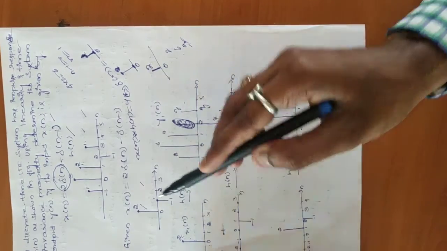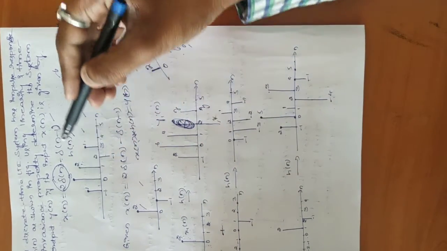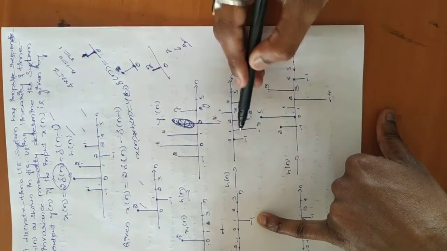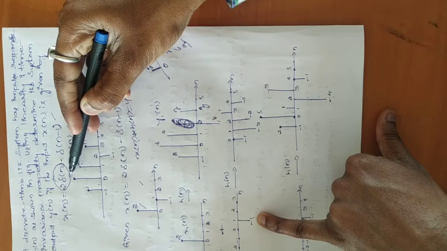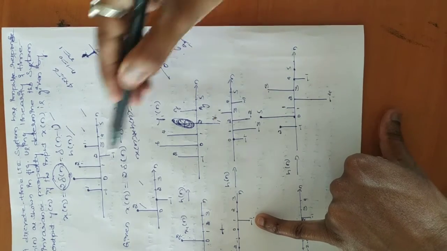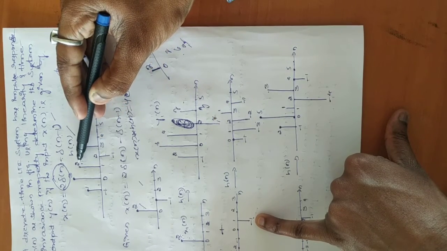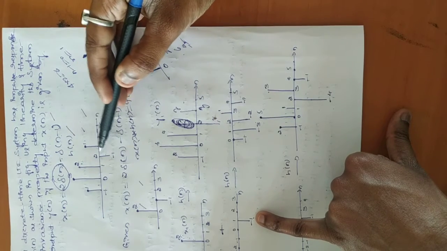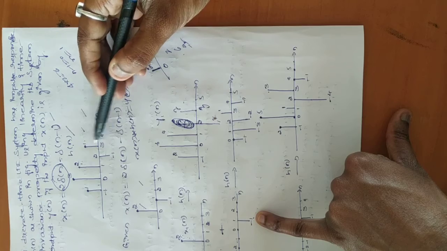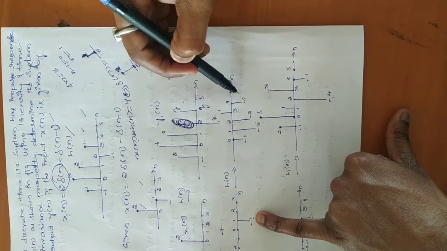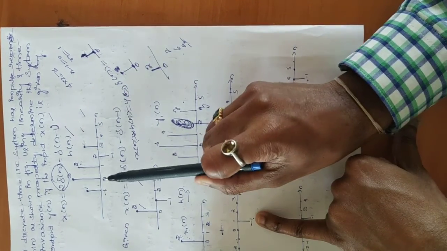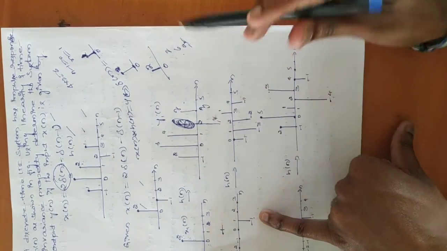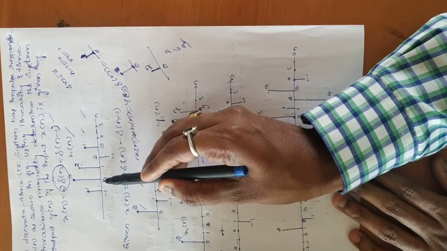You just multiply this amplitude with this basic x of n. So minus 1 into 1 will get minus 1, minus 1 into 3 it will be minus 3, minus 1 into 2 get minus 2, and minus 1 into 1 will get minus 1. But the condition is you have to shift the signal. First you shift the signal towards the right, the same signal you shift towards the right.